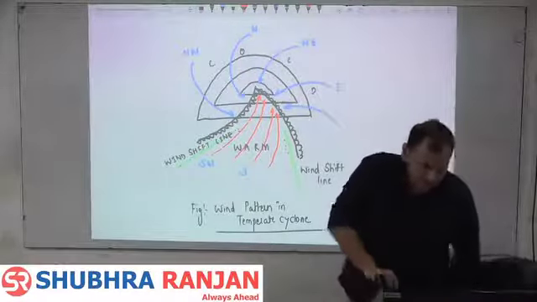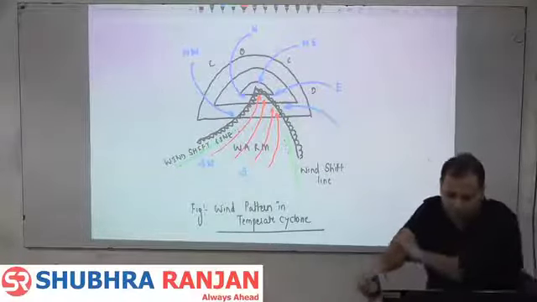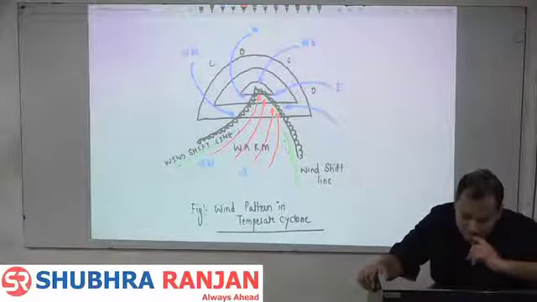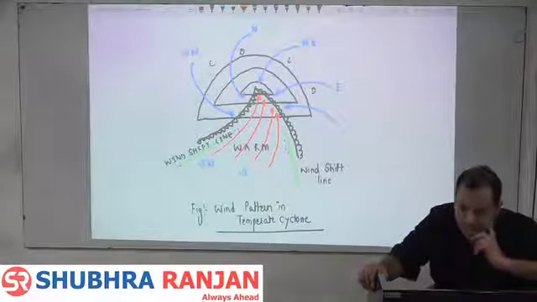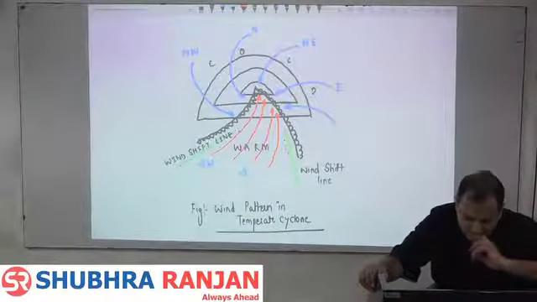Next line. Different temperatures are noted in the different parts of a temperate cyclone.